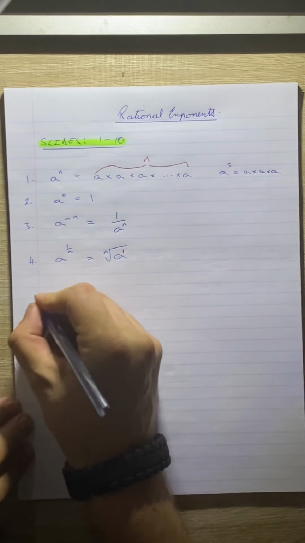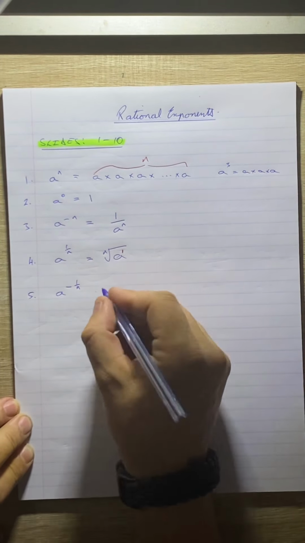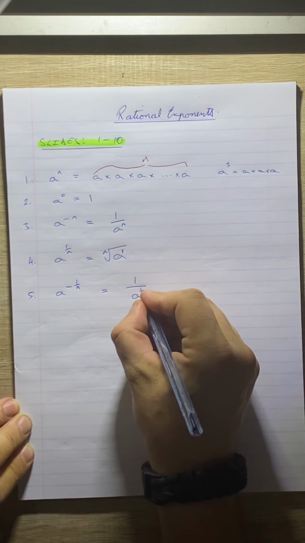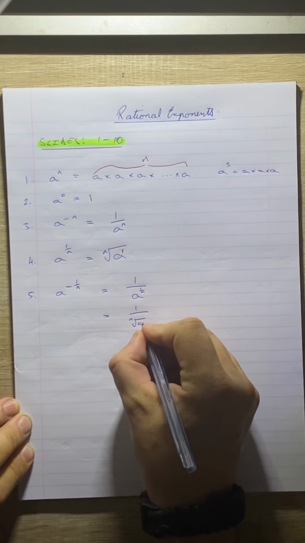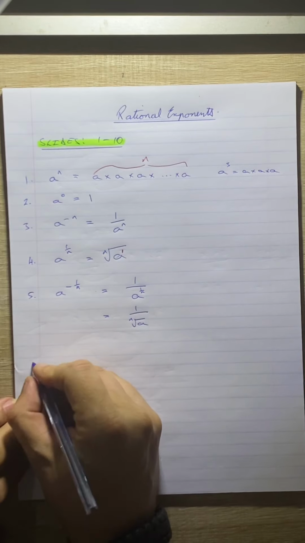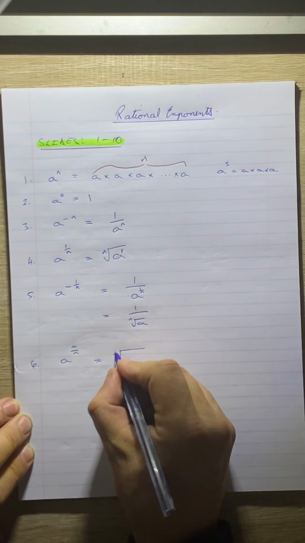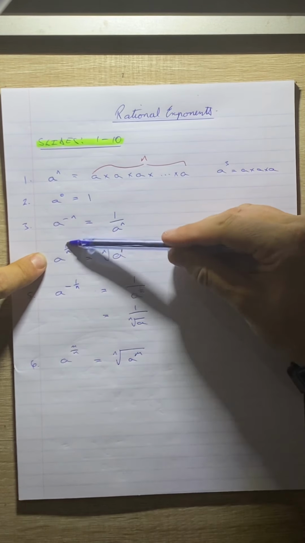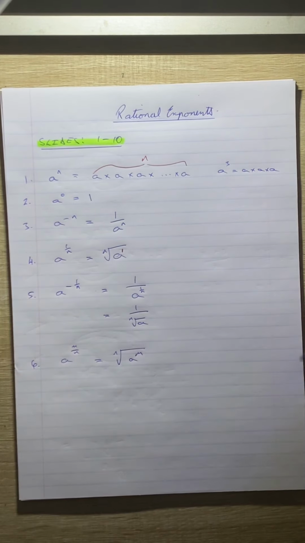And we have another one, which is number 5, a to the minus 1 over n. Now I'm going to do 2 steps with this. First of all, make the exponent positive, so we get 1 over a to the 1 over n. Now I'm going to apply this one, and we get 1 over the nth root of a. All right, then number 6 is a to the m over n, which is going to be equal to the nth root of a to the m. Okay, which is basically the same as this one. As you can see, the 1 goes over there, the m goes over there, the n goes over there. Okay, so those are just some definitions to remind yourself of how these work.